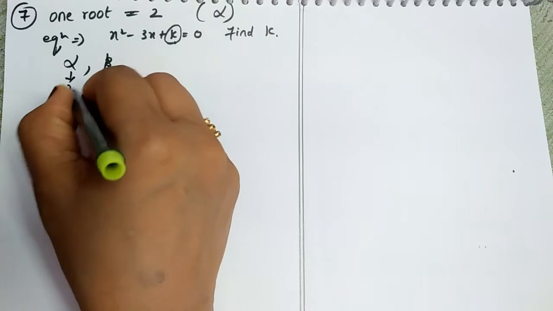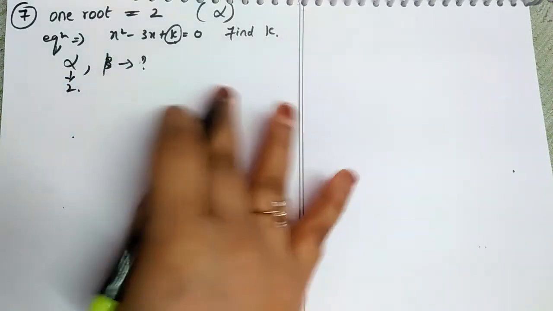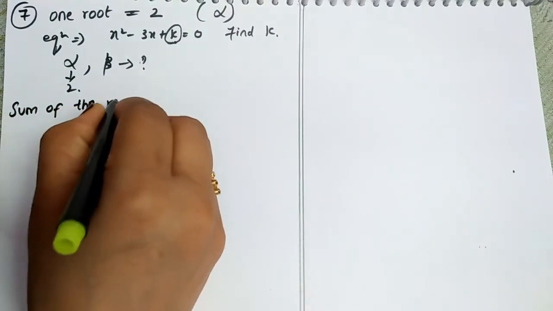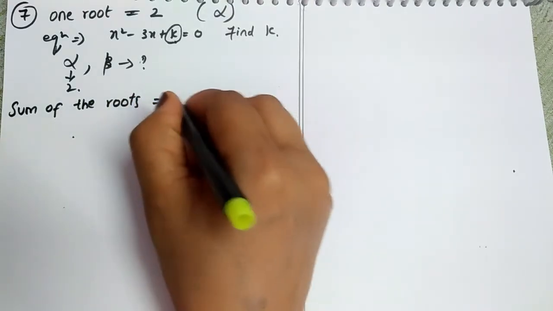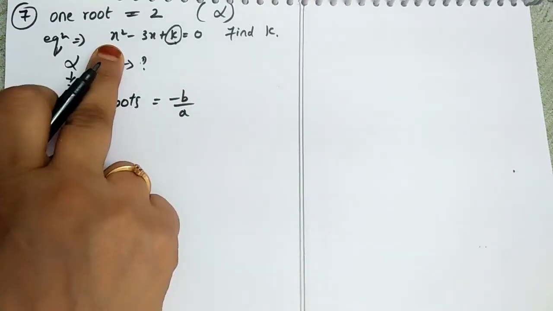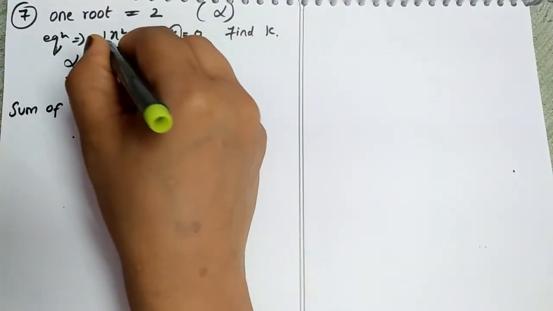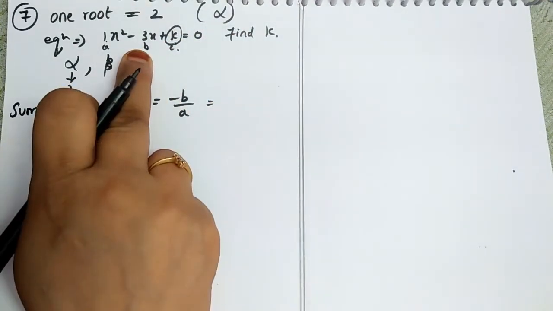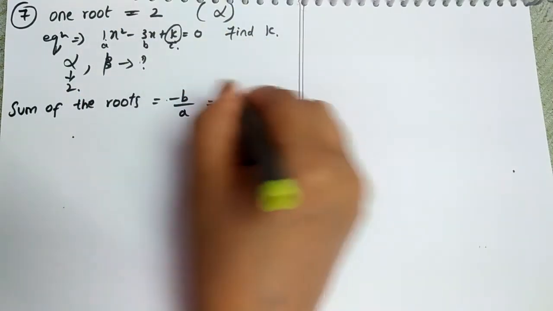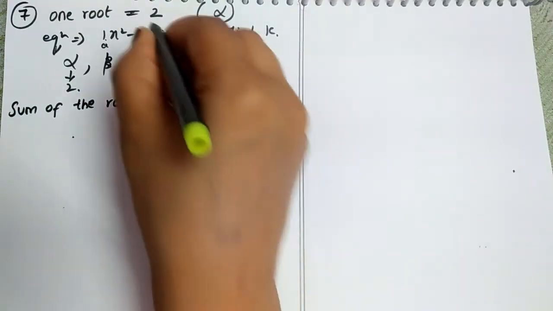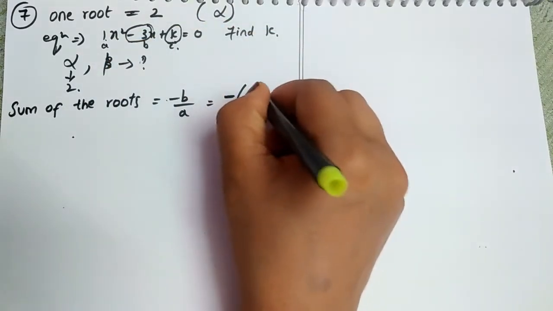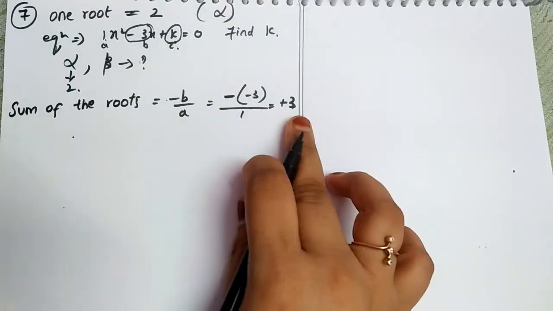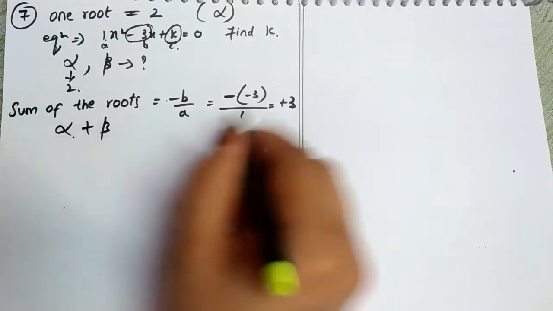We know this root is 2, we don't know the other. One thing we can easily find is the sum of the roots. What's the formula for the sum of the roots? It's minus b by a. Here, this is a, this is b, and this is c. What is b here? It is minus 3. So minus 3 divided by a, which is 1, the answer is positive 3. So we got the sum of the roots, alpha plus beta, as 3.